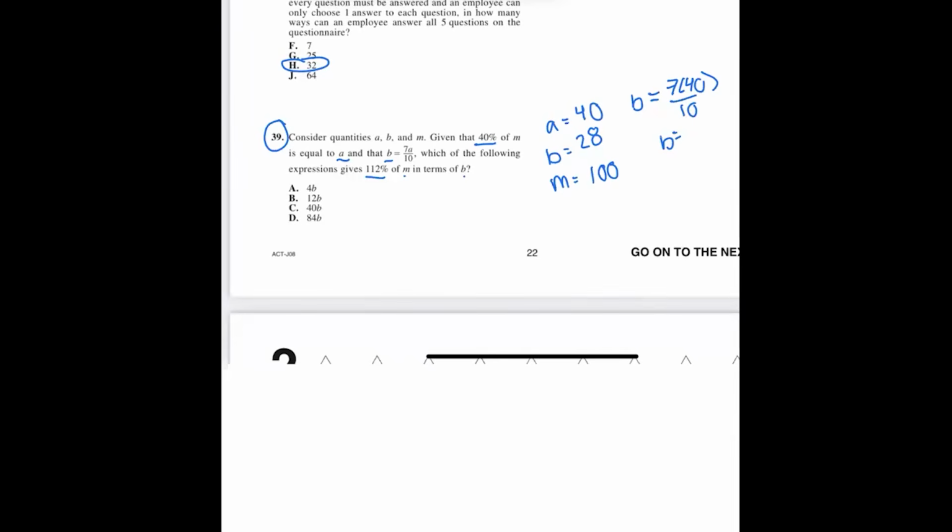So at this point, now we have to figure out how on earth we're going to make this make sense. So 112% of M in terms of B. So let's just find out what 112% of M is, which you probably can just math in your head: 112 equals M. And then what is the factor related to B? So if we take 112 and divide it by B, which is 28, it's going to be 4.